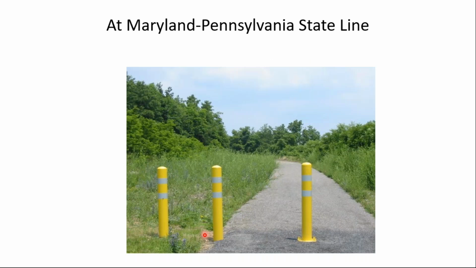And this is at the Maryland-Pennsylvania state line. Notice the bollard installation. I don't know the history of this, but this is at the center line, which is recommended. This is at the edge line, and this may be because the motor vehicles are trying to get around the bollards on this side of the trail, so they added some additional bollards. But note, I like these bollards. They're conspicuous. They're bright yellow. They have some white retroreflective tape wrapped around them, and so to me, that's an example of a good bollard installation.